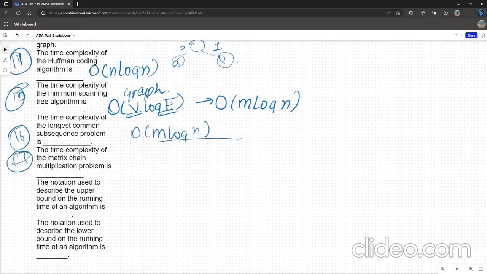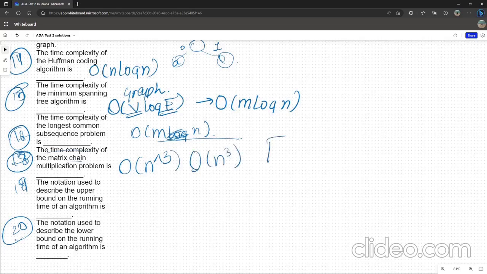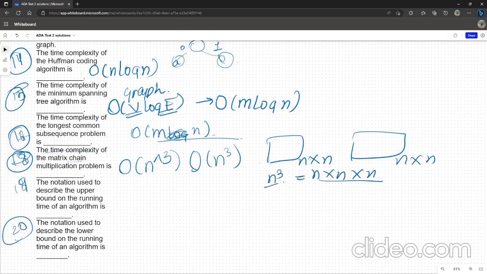Next is the time complexity of, I think I numbered them incorrectly, so it will be 19, 18, so this will be 17. This will be M log N, and for the time complexity of matrix chain multiplication problem, we have O of N cube, because when we have to multiply two n by n matrices, we have to perform n into n scalar multiplications, which gives us n cube.